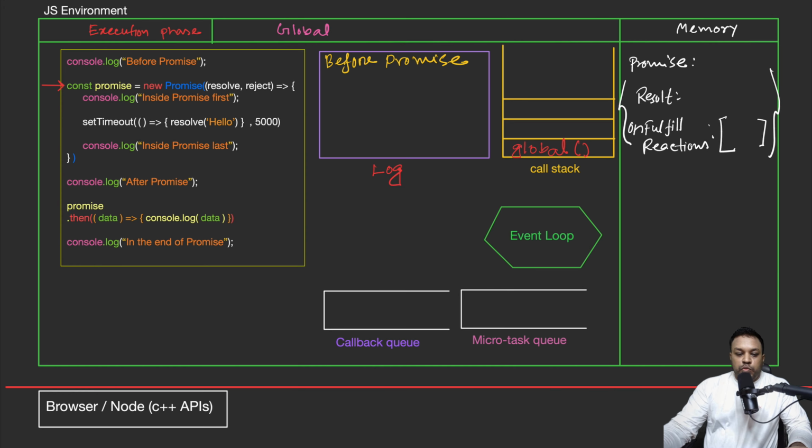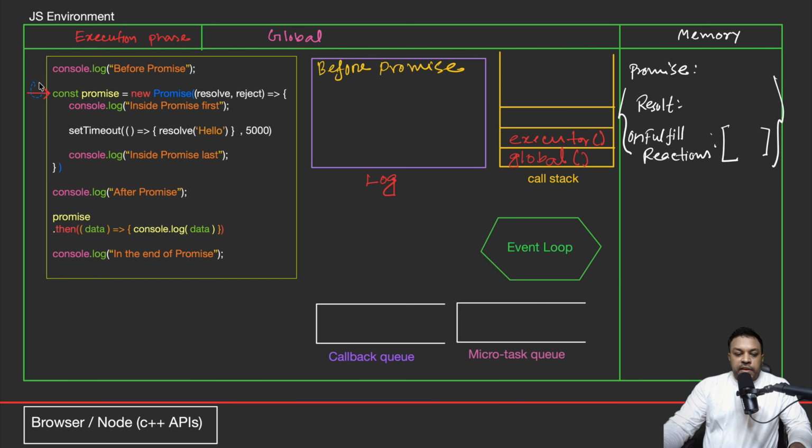Okay. So let's move our execution. And we know this promise callback is called an executor. So this executor will execute immediately. So here in the call stack, we shall have the executor. So now this executor function will execute. Basically here it is console logging this, inside promise first. Okay. Now the execution will move to this line.